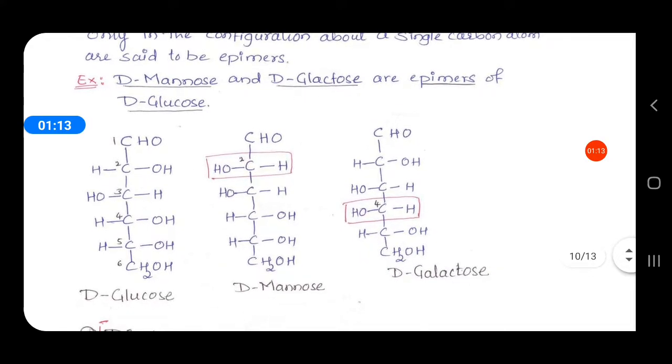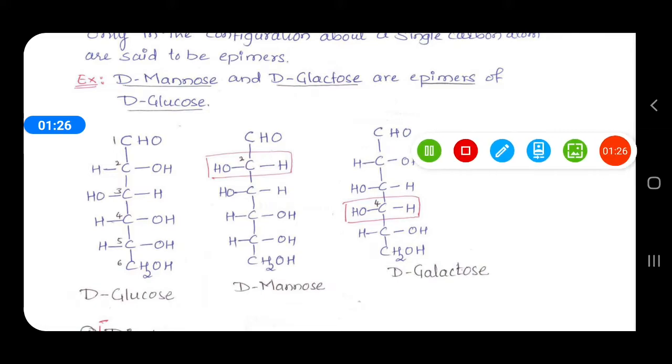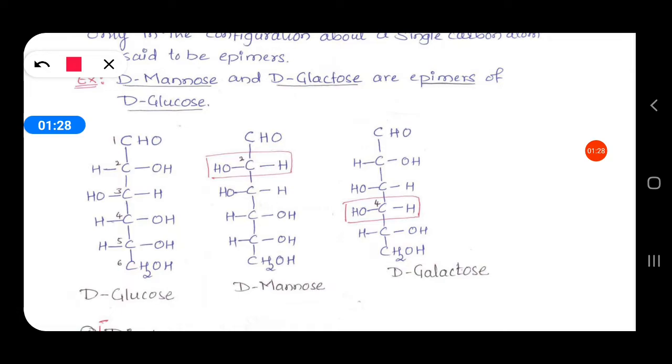See the structure of D-glucose here. D-glucose and D-mannose change only at the configuration of the second carbon. D-glucose and D-mannose change at the configuration of the second carbon only. So these two are epimers of each other.